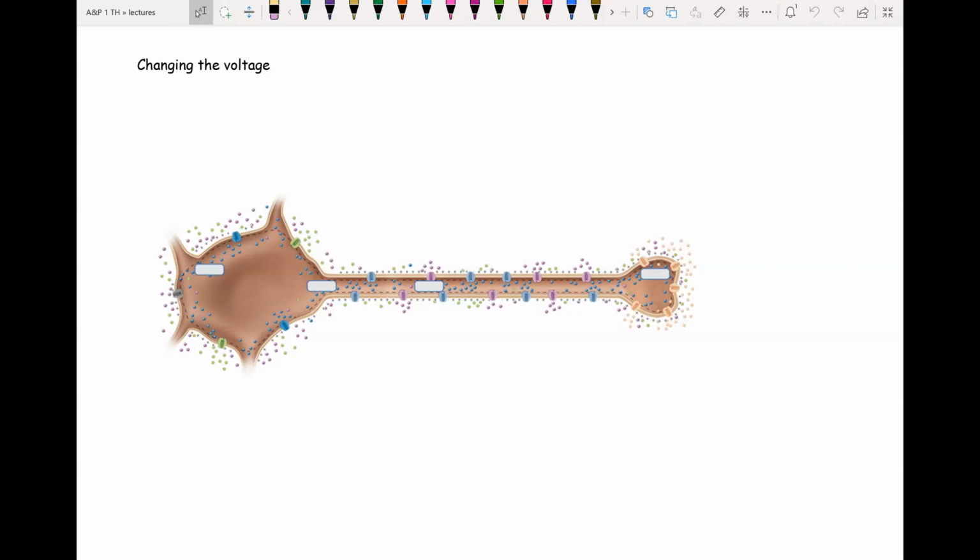Now that you know about resting membrane potential, let's see how we have a signal in a neuron. First, we're just going to focus on the axon, so the conductive segment. So from here to here. So we're starting off with the whole neuron in resting membrane potential.